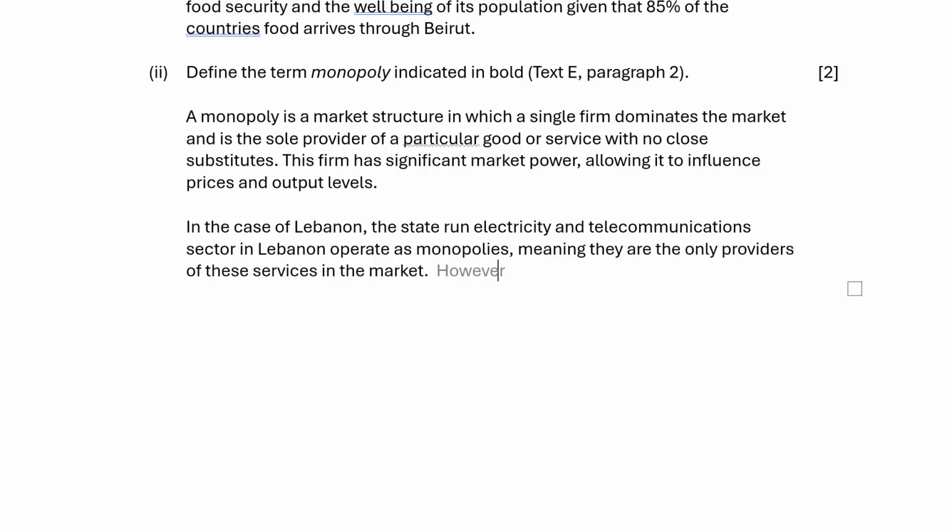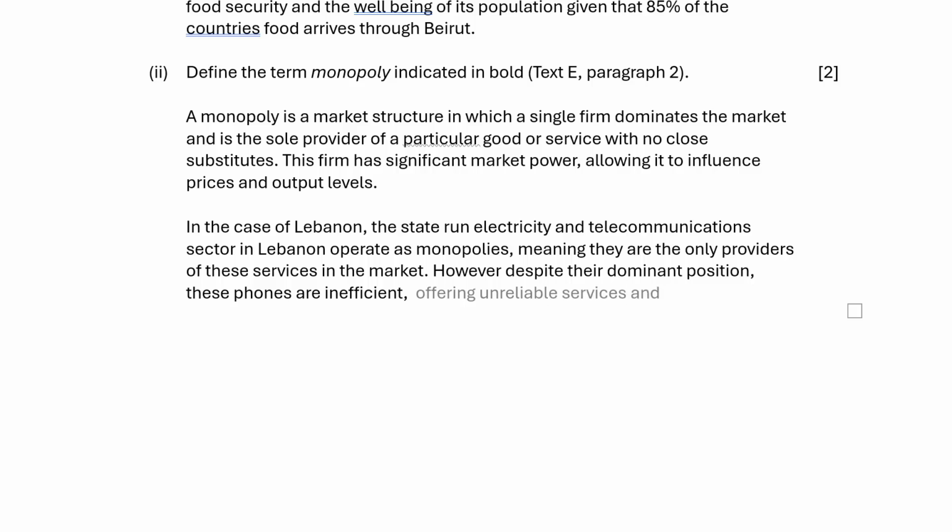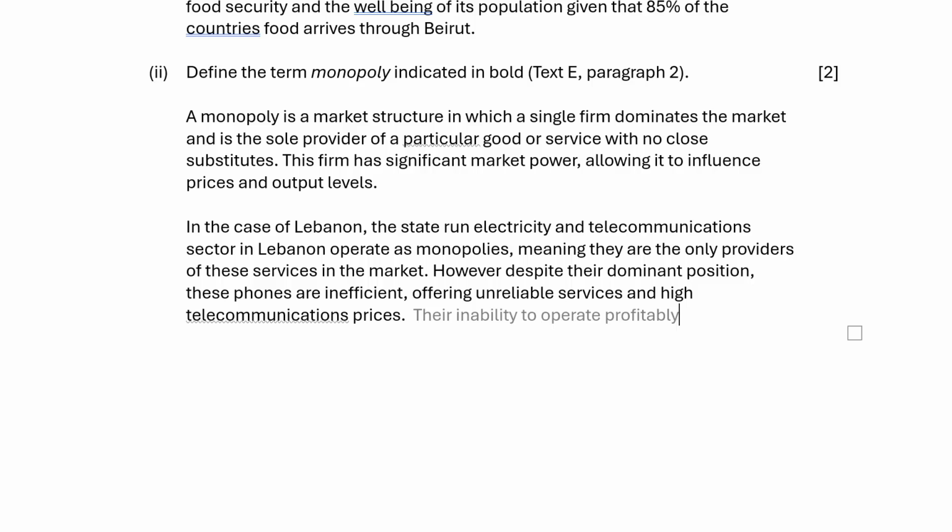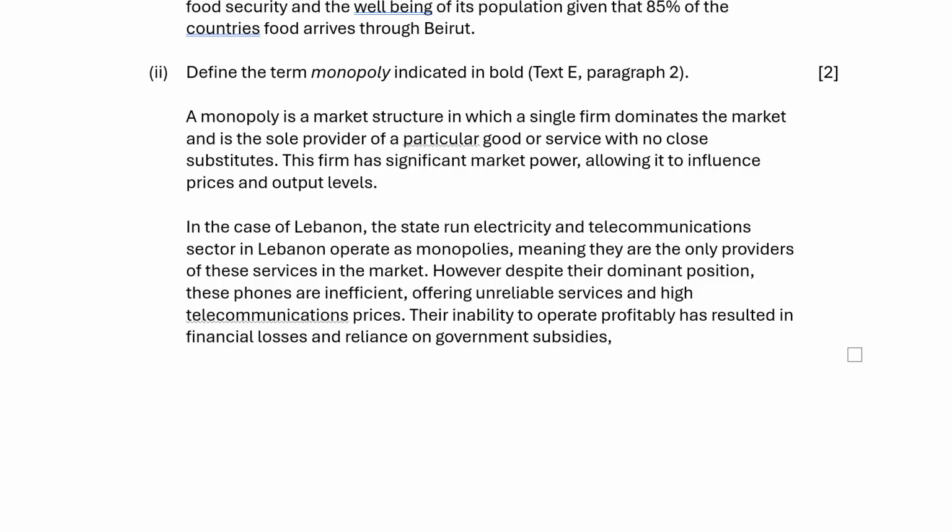However, despite their dominant position, these firms are inefficient, offering unreliable services and high telecommunication prices. Their inability to operate profitably has resulted in financial losses and reliance on government subsidies, contributing to Lebanon's budget deficit.